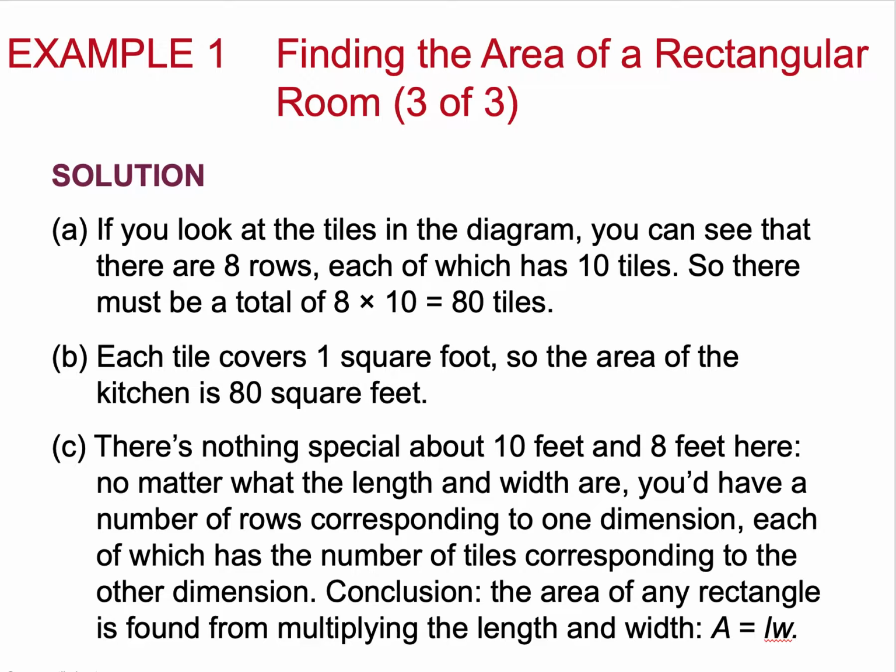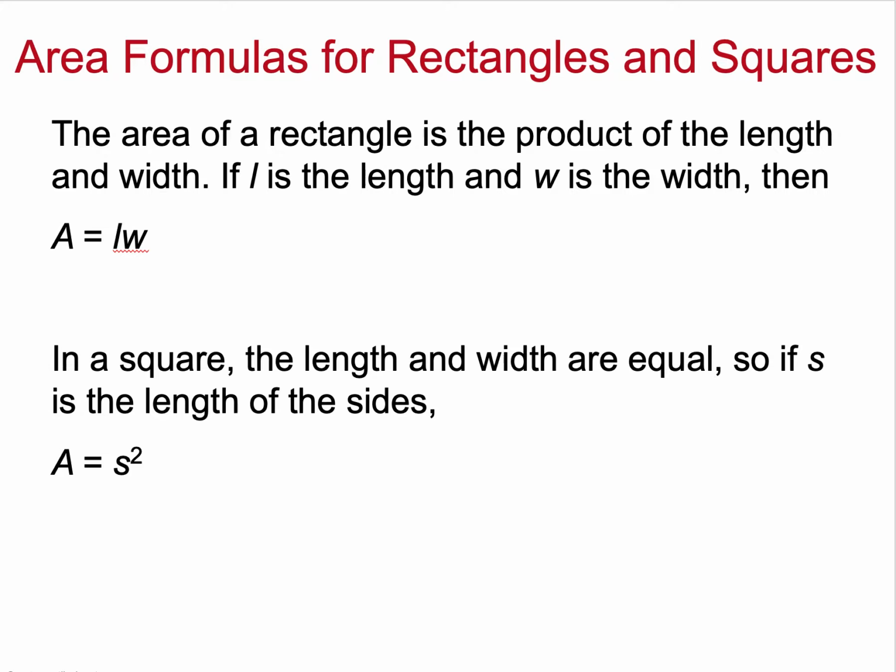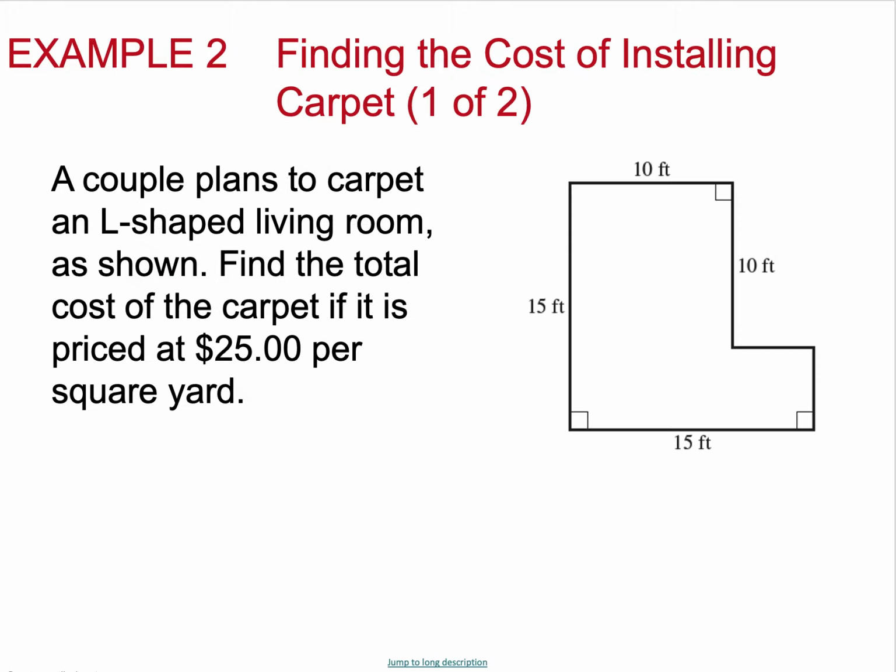There's nothing about the 10 and the 8 feet here. No matter what your length and your width are, you're going to have different dimensions of rows and columns. So the formula for the area of a rectangle is length times width. The formula for the area of a square is side squared. Now, what's important to realize is that a square has a length and a width, but they're the same. So it's not actually 2 different formulas, but it's a different way of thinking about it because the length and the width have the same value. We call them a side.